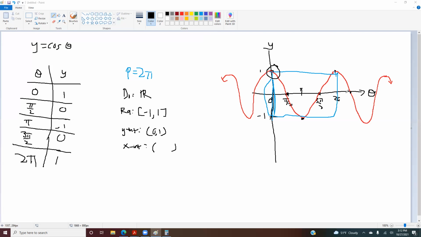Pi, 3 pi over 2. What is the next one going to be? This is 1 pi, 3 pi. Anyone? 7 pi over 2. 9 pi over 2. 11 pi over 2. So a lot, and then this one will be -pi over 2, -3 pi over 2.